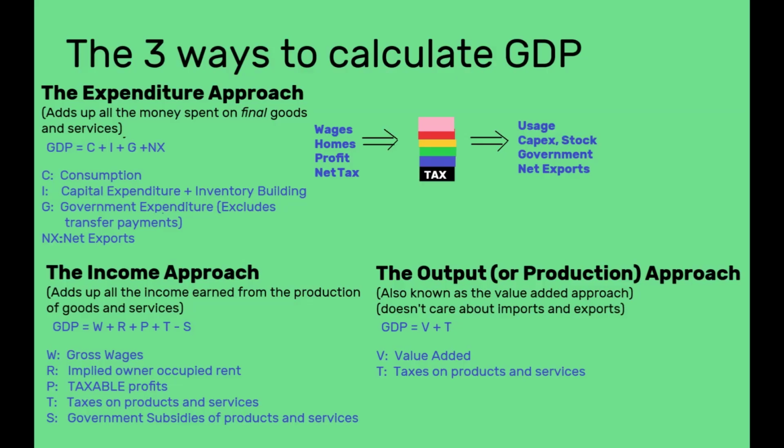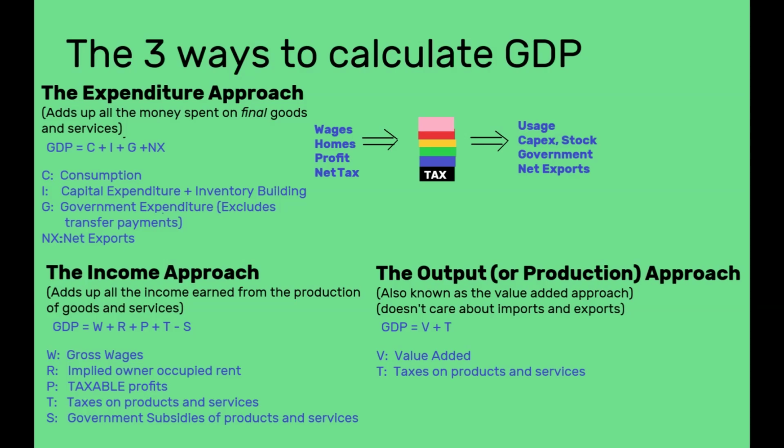The income approach. This adds up all the income earned from the production of goods and services. This income falls into the following categories: gross wages, including mixed income, imputed owner-occupier rent, earnings before interest, tax, depreciation and amortization, taxes on products and services, and government subsidies of products and services. In the UK, subsidies are insignificant.